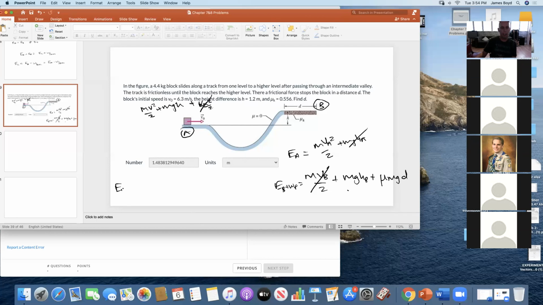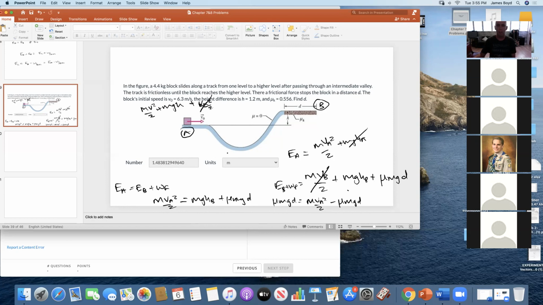So we set EA equal to EB plus work friction, which is mva squared over 2 is equal to mghb plus mu mgd. But that means that mu mgd is equal to mva squared over 2, the initial kinetic energy, minus the change of gravity. As it goes up, gravity takes energy out, and the friction takes energy out. All this original kinetic energy became some potential energy of gravity and some friction work.